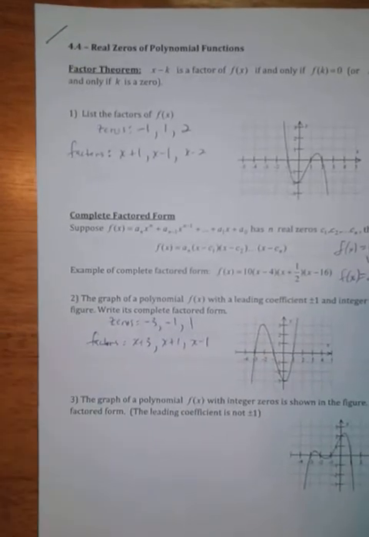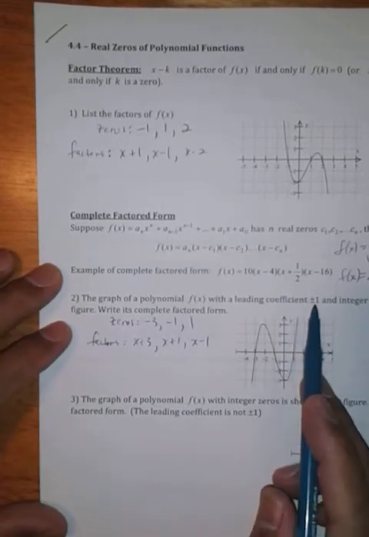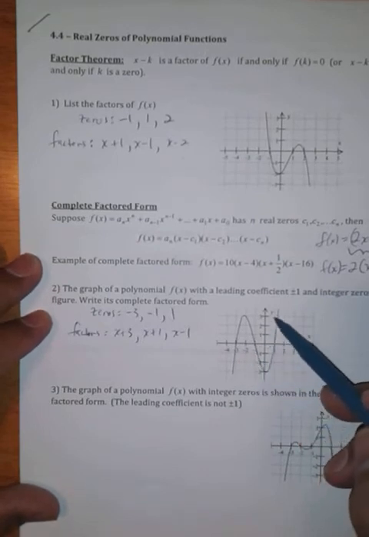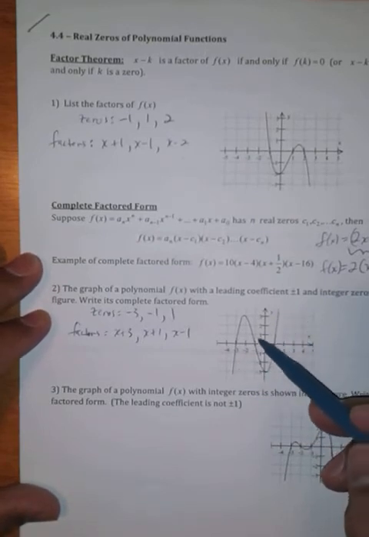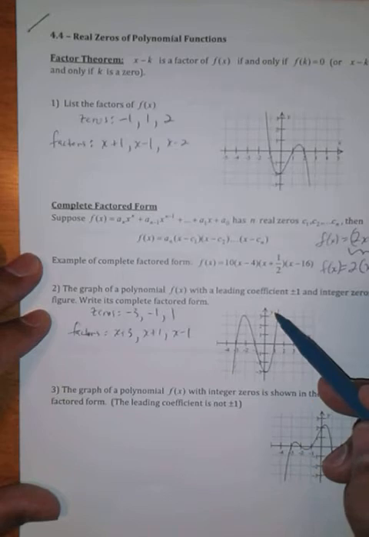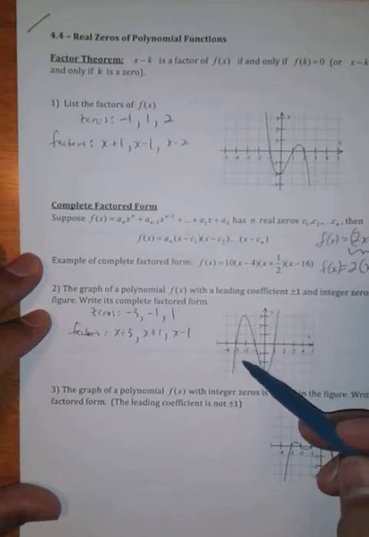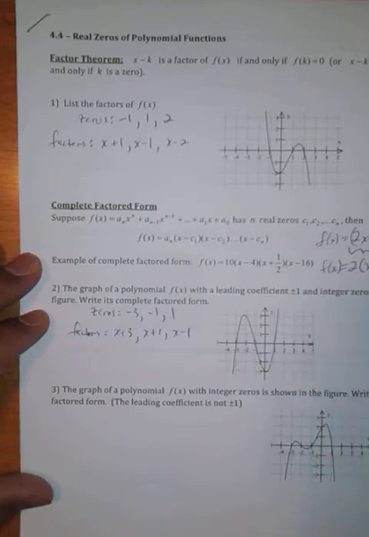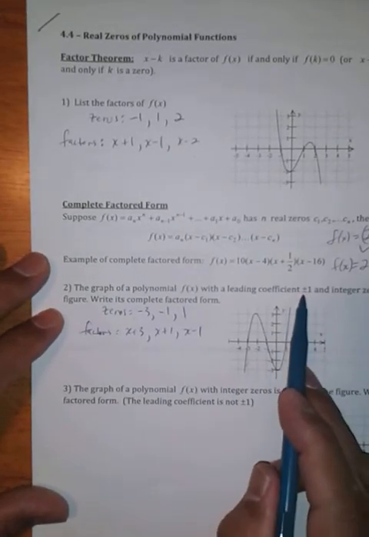Okay, now I have to write the complete factored form. So I have the factors. I just need the leading coefficient, but I've been told it's either a 1 or negative 1. How do I know? Well, it brings us back to the leading coefficient of this polynomial. So if I look at the line that connects this end to that end, that line would have a positive slope, and so the leading coefficient of this polynomial is also positive. So it'll be the positive 1.